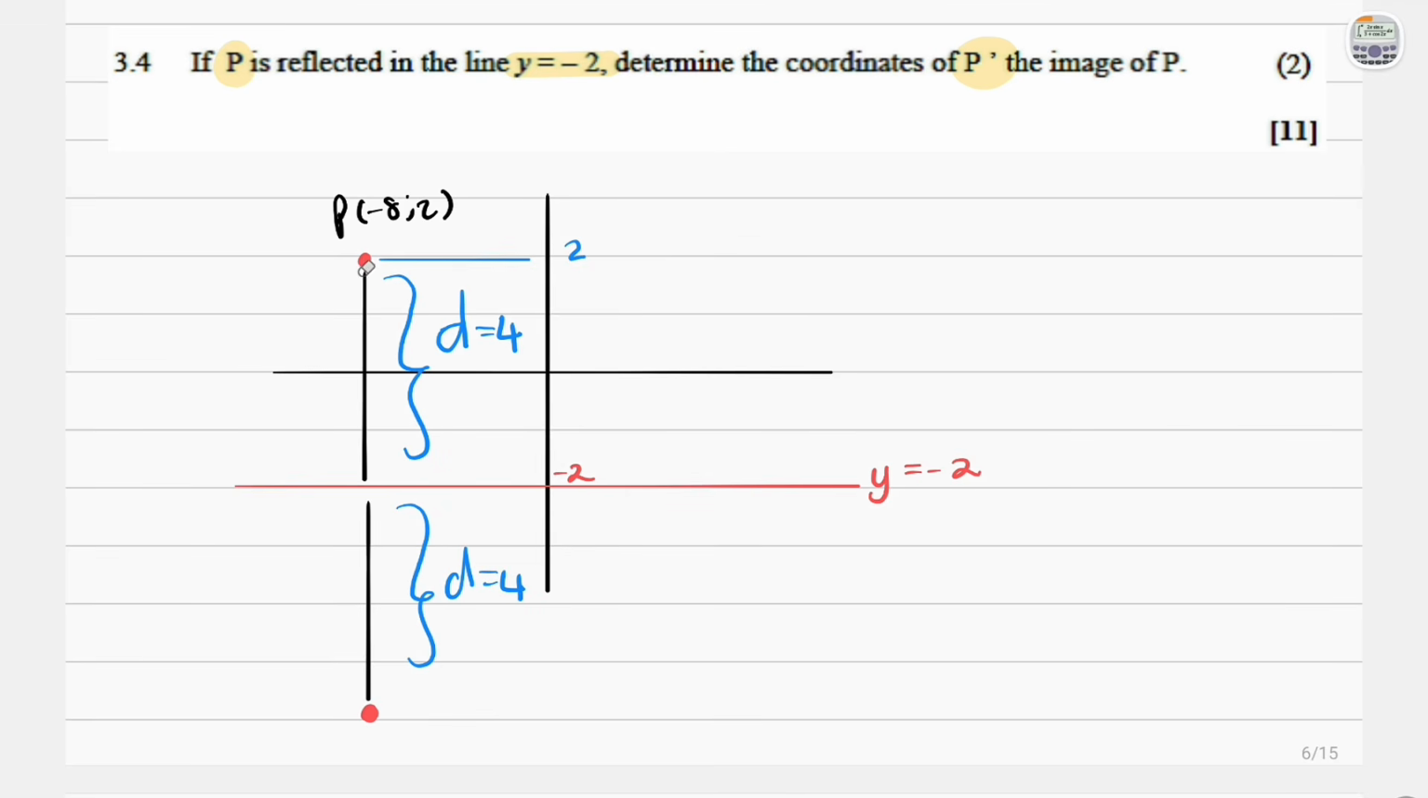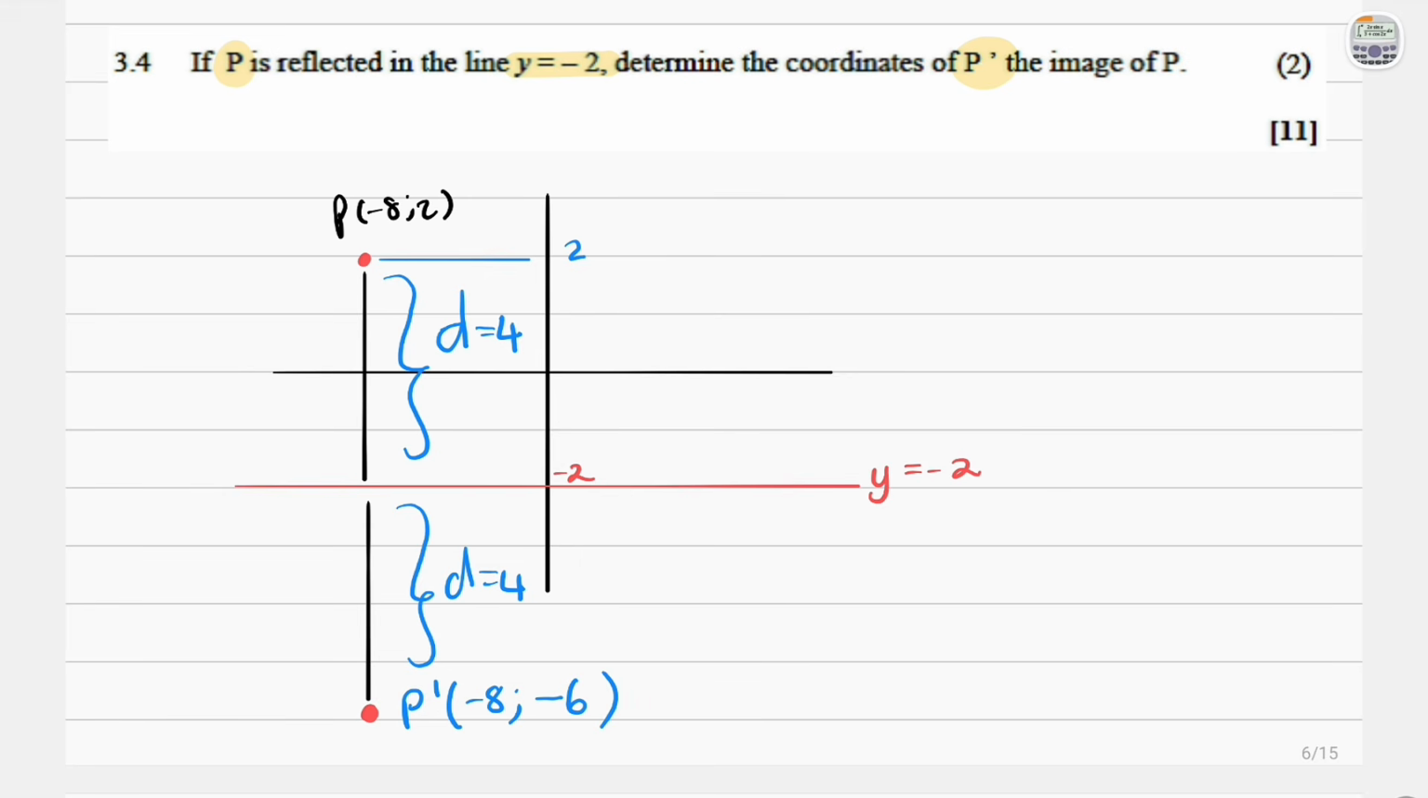If we know that this is a reflection, okay, it's going to be vertically in line with this reflected point. So P prime, its x value is also -8. And what is its y value now? Well, it's going from this point with a y value of -2, and it's going exactly 4 units down. Okay, that distance is still 4. So what is -2 minus 4?